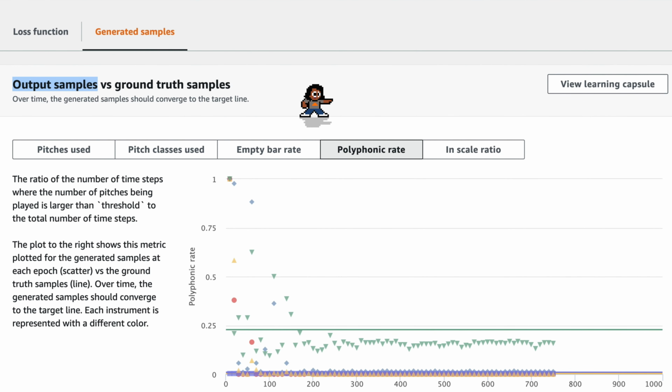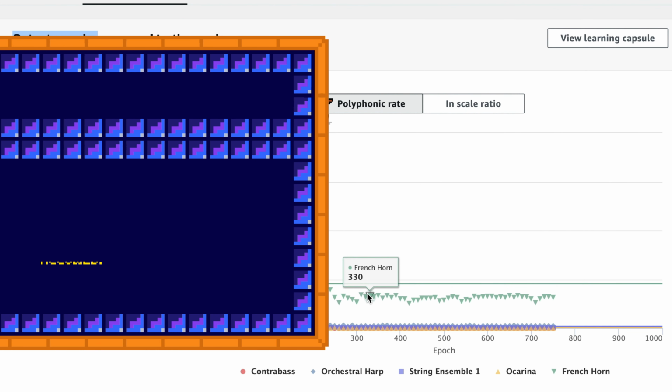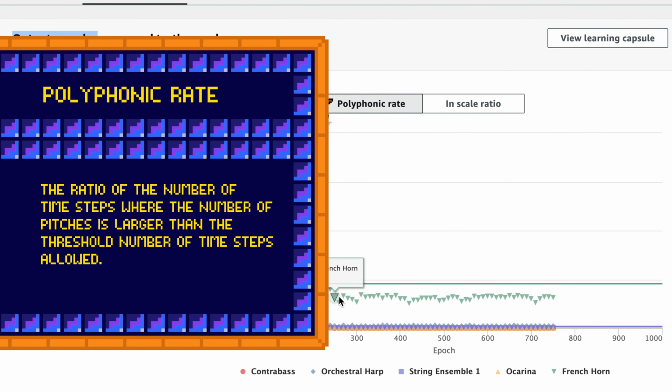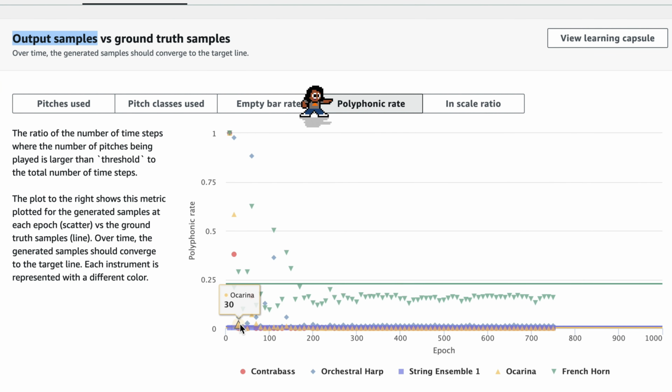Next, we have polyphonic rate. This metric represents the ratio of the number of time steps where the pitches are larger than the threshold number allowed. For example, look at this ocarina. So that's the yellow triangle. And this one converges very early on, almost from the beginning. So right around, let's say, the 40th epoch. Then it kind of goes off skew on the 60th epoch, but then it resets, and then it starts to hold steady. And there again, that's the yellow triangle matching the yellow line.